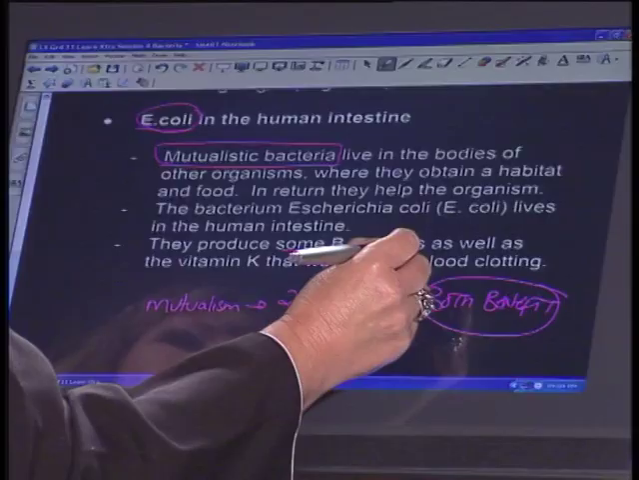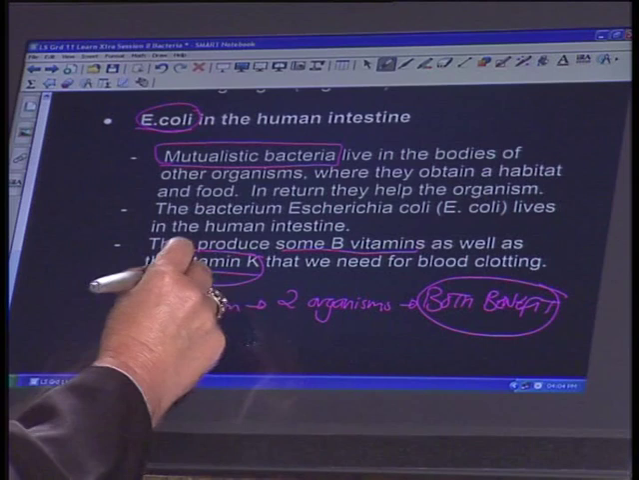E. coli manufactures some of the B vitamins and, very importantly, vitamin K. We absorb this vitamin K into our bloodstream and it is used to help our blood clot. This is a very important mutualistic relationship as both organisms involved derive benefits.